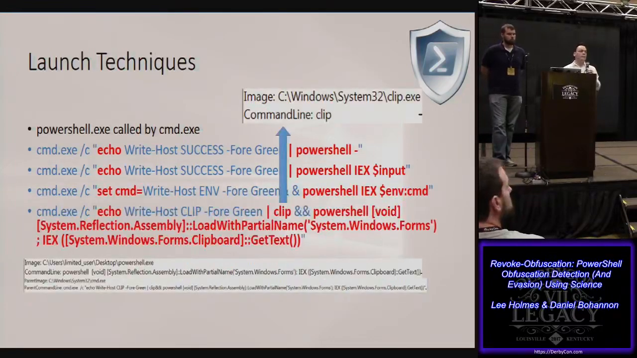Or here's an example. What if you use the clipboard as your data transfer mechanism? CMD dumps something into the clipboard, PowerShell reads from the clipboard and invokes that stuff. So you're starting to feel a little bit less confident in that PowerShell -NoP -ExecutionPolicy Bypass.